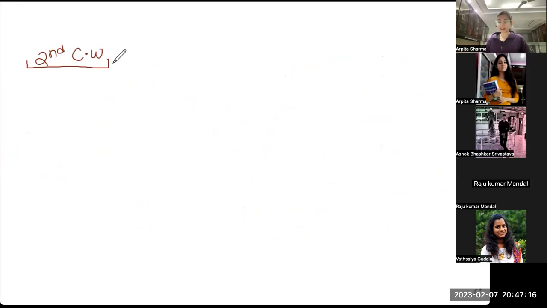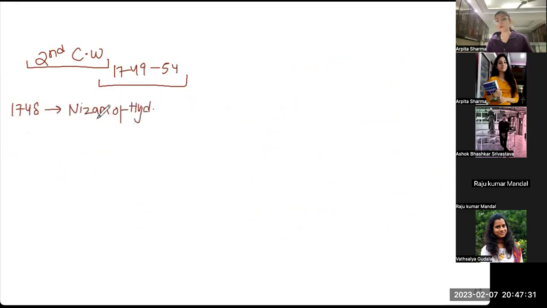The year of the Second Carnatic War is 1749 to 54. Now, what happens over here? Another interesting story. In 1748, the Nizam of Hyderabad dies. The founder of Hyderabad, who is Nizam ul Mulk. Okay? The name is Nizam ul Mulk. What happens? That he dies. Okay? 1748 mein he dies.